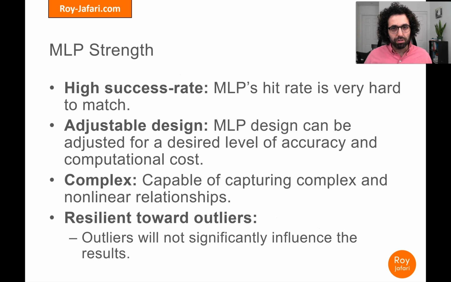On the strengths of MLP, it's very hard to find an algorithm that beats the hit rate of the MLP. Most of the time it comes out on top as far as being able to capture complex relationships and have a really good success rate or accuracy rate. It has a very adjustable design. You can make it more complex, or less complex. So it's a matter of design for MLP. While we talked about its complexity as a negative aspect because it needs more computational cost, at the same time its complexity can help us capture more complex relationships. Another very unique thing, especially against linear regression or regression in general, is that MLP is very resilient toward outliers, in contrast with regression that is very prone to outliers.